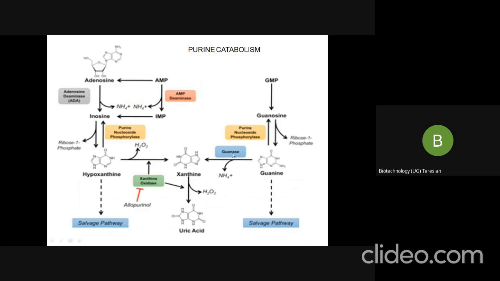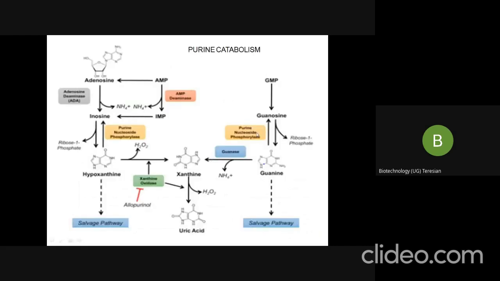Okay, this is guanosinase, and ammonia is being released, and then it gets converted back to xanthine, wherein the xanthine again produces hydrogen peroxide and forms uric acid. So you can see that both your AMP and your GMP can form xanthine, and you can see that hydrogen peroxide is being produced, and ultimately your xanthine gets converted into uric acid.